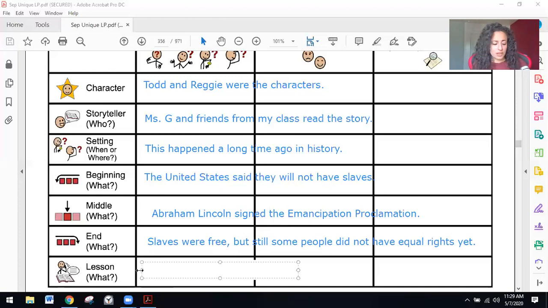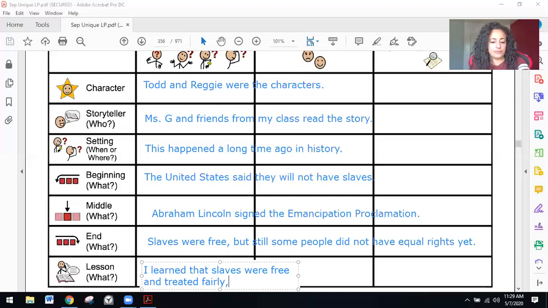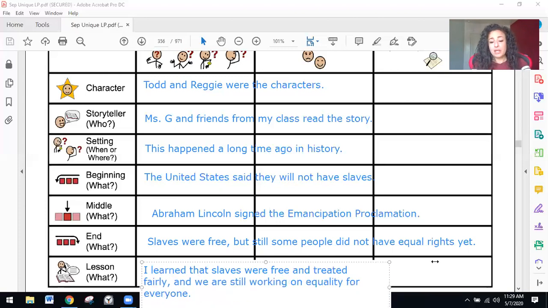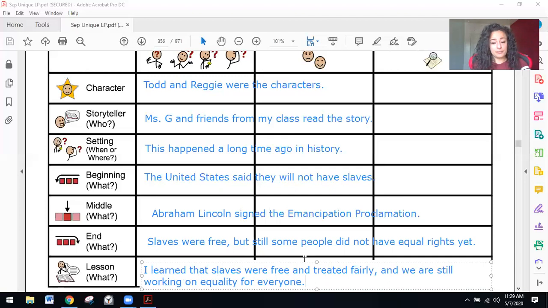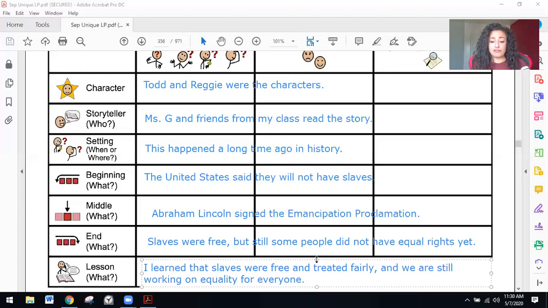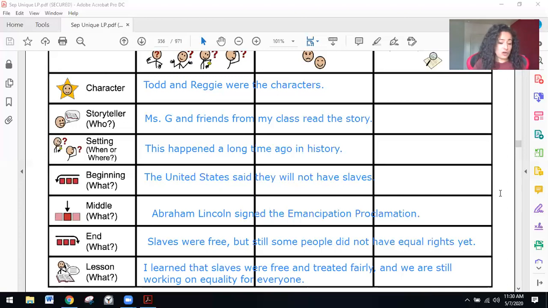And what did we learn? Okay, and that's just your opinion. I'm gonna say what I learned from chapter 6, and you can start your sentence with I learned that slaves were free and treated fairly. And we are still working on equality for everyone. Okay, so that's what we learned. That's what I learned. And you can copy or you can do your own, as long as you write something and you try. I learned that slaves were free and treated fairly, and we are still working on equality for everyone.